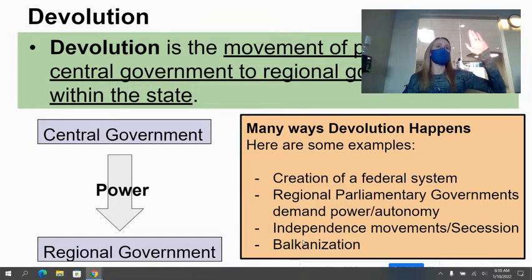So instead of granting an entire federal system to the entire country, maybe a region of the country is granted a particular set of powers. They're given a little bit of autonomy. Many countries, including Spain, including China, as we're going to see tomorrow, and many other countries have regions within their country that are given a different degree of autonomy than the rest of their country.